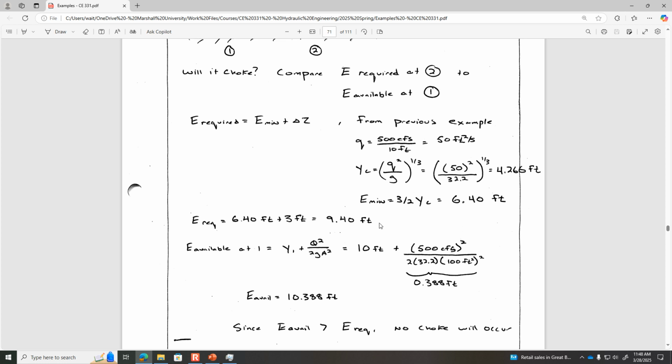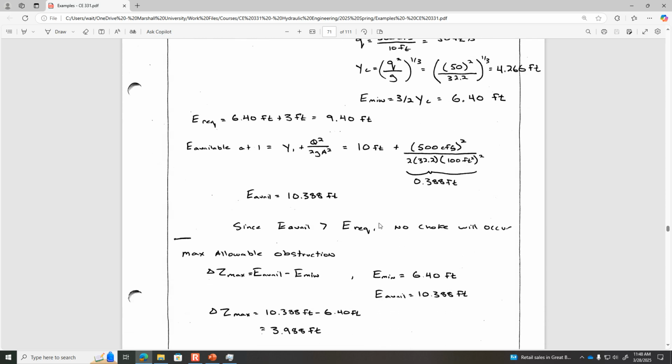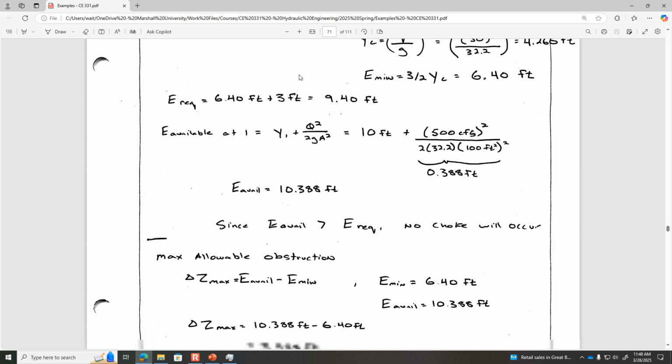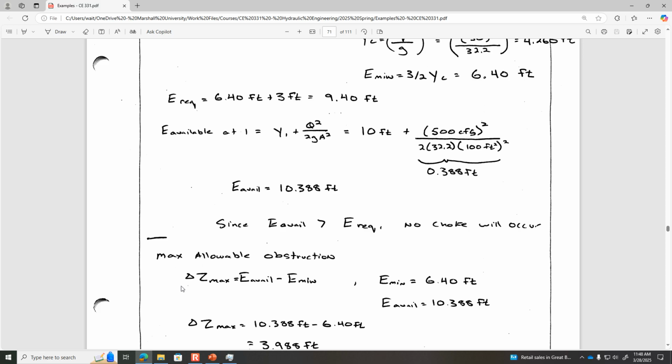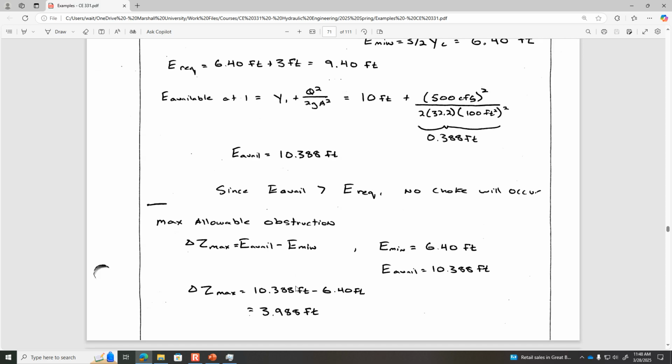How high could the step height get? Well, to find out how high the step height could get, you just say the maximum delta Z is the difference between available and the minimum specific energy. So if it gets any taller than 3.988 feet, then the flow will choke at 1. The water would have to get deeper to overcome an obstacle that's that tall.